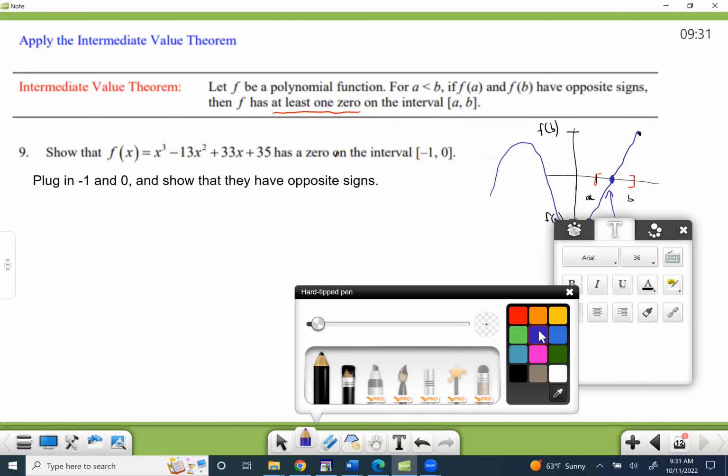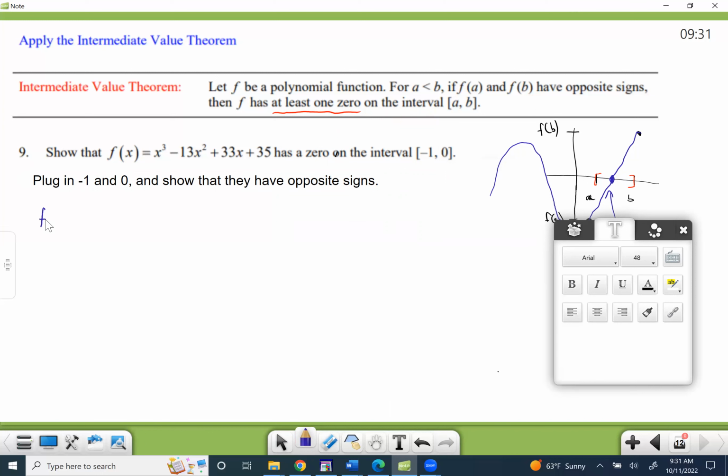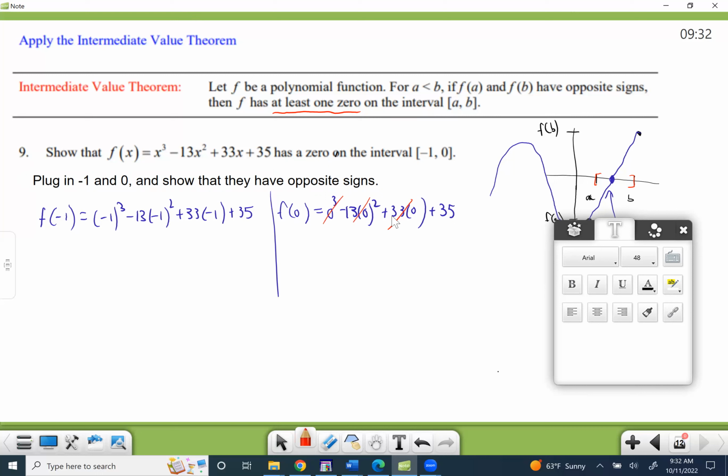Here we go. We're going to substitute negative 1 into the polynomial. And then we're going to substitute 0 into the polynomial, which, thank goodness, is my favorite number to plug into a polynomial. We know the answer already, but it is your notes, so I write everything down. Hopefully you're going, hey, it's 35, that's the last number. The zeros are going to make all these terms cancel out. So it looks like f of 0 is 35.